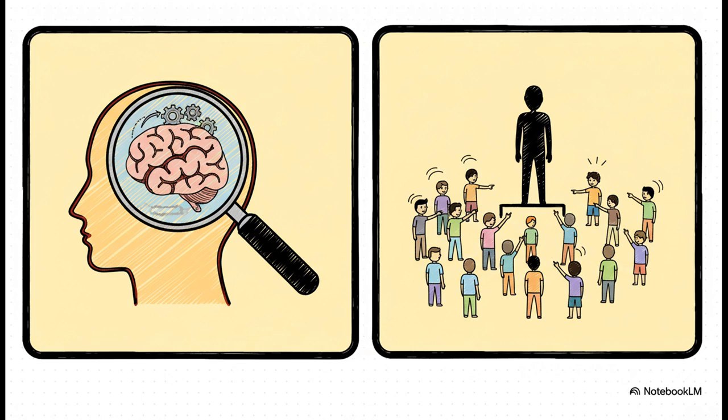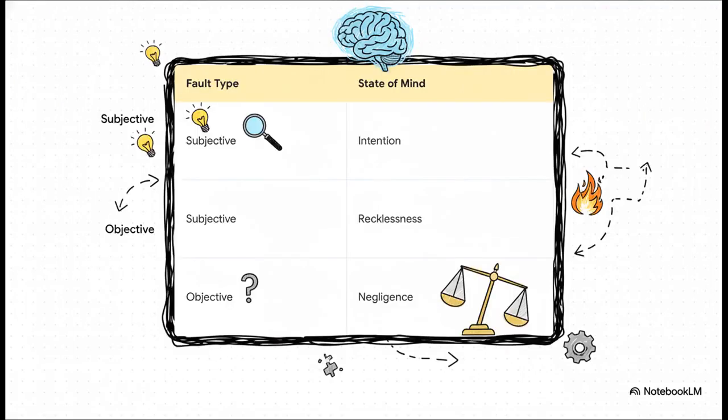Objective fault, on the other hand, is an external standard. We're not asking what was in the defendant's mind, we're asking what would a normal, reasonable person have thought or done in that exact situation. This table is a fantastic roadmap for where we're going next. You can see this clear hierarchy, this ladder of blame. Right at the top, you have the most blameworthy states of mind, the subjective ones, intention and recklessness. And down at the bottom, you have the objective standard of negligence. This hierarchy is so important because it doesn't just determine guilt, it often has a huge impact on sentencing.